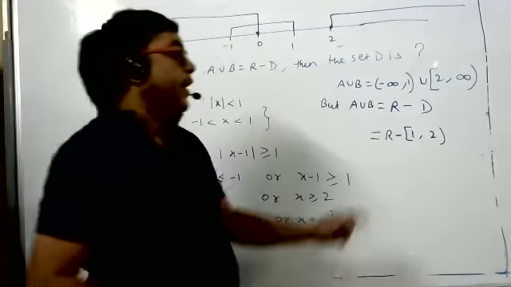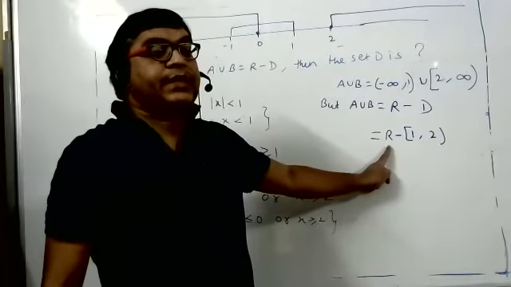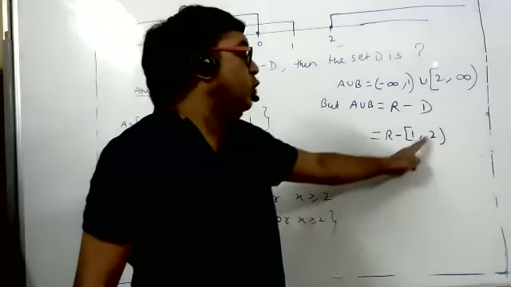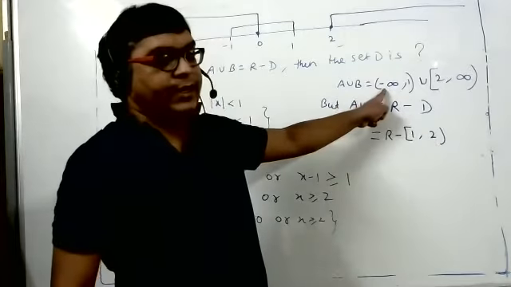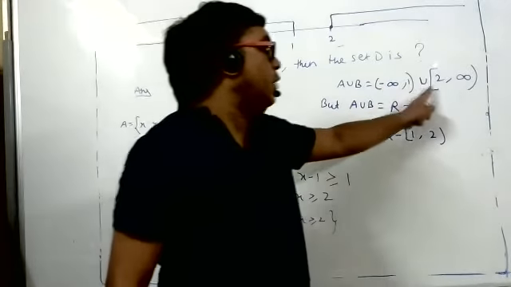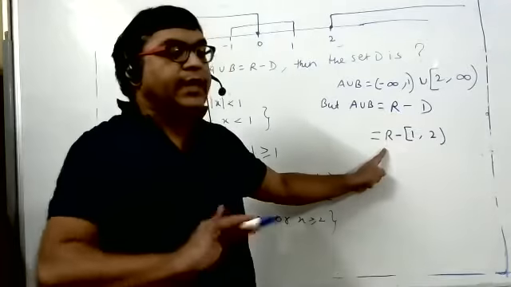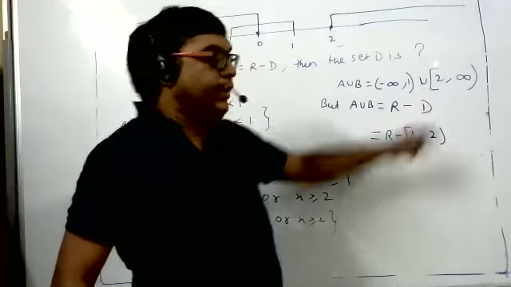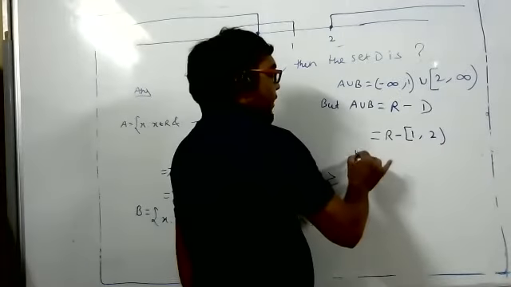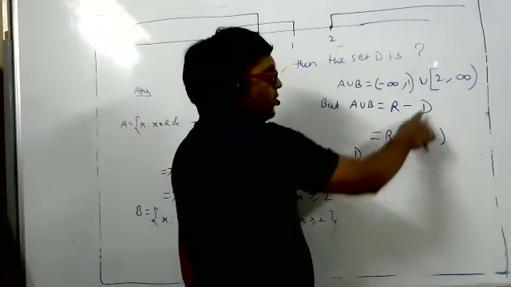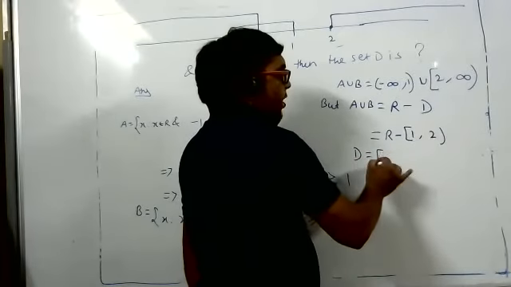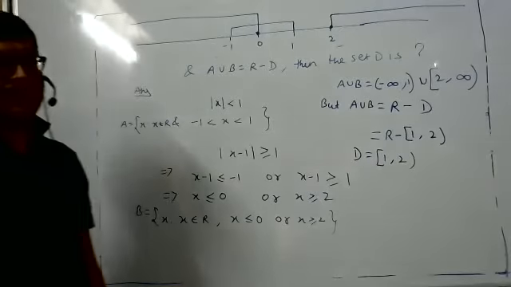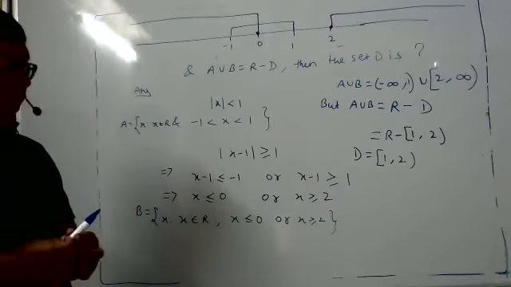Now see here, if I consider all real numbers except the interval from 1 to 2, then obviously I will get my answer: minus infinity to 1 union 2 to infinity. From all the real numbers, if we subtract the real numbers from 1 to 2, you will get the answer. So D is a close bracket 1 to open bracket 2. This is the answer. Which option, students? So B. B is the answer.